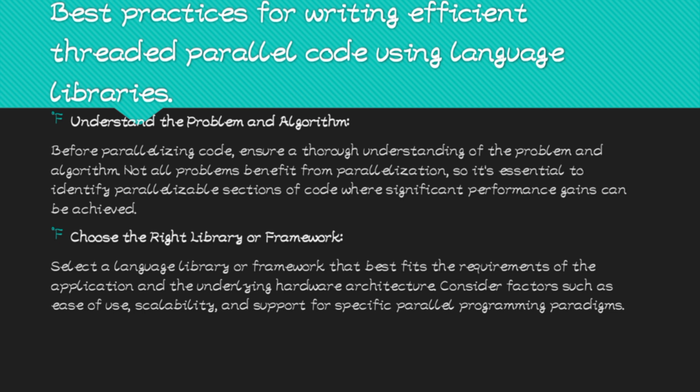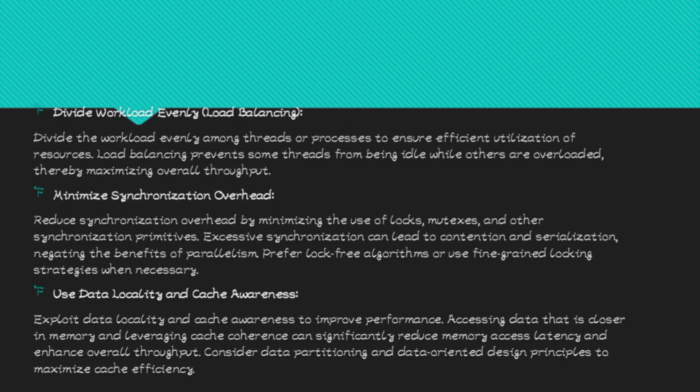Since each library, as I said before, does a specific function, make sure before you choose that library, is it doing what you want it to do? If not, then don't use it. Seek a better library which will satisfy your problem. So select a library or framework that best fits the requirements of an application and the underlying hardware architecture. Consider factors such as ease of use, scalability, and support of specific parallel programming paradigms.